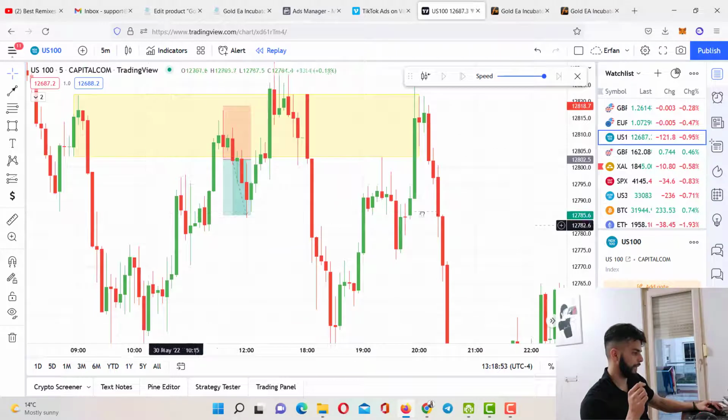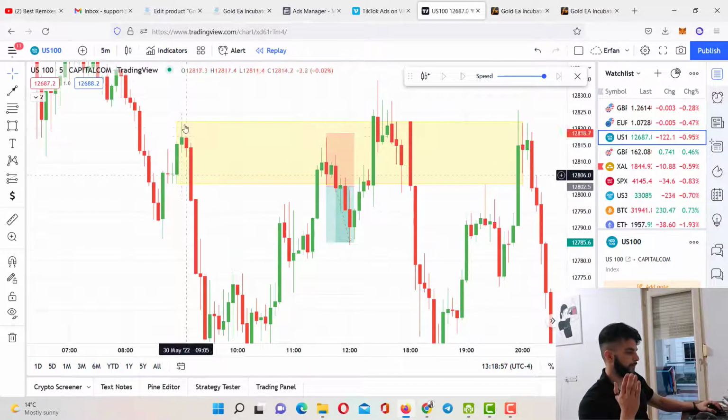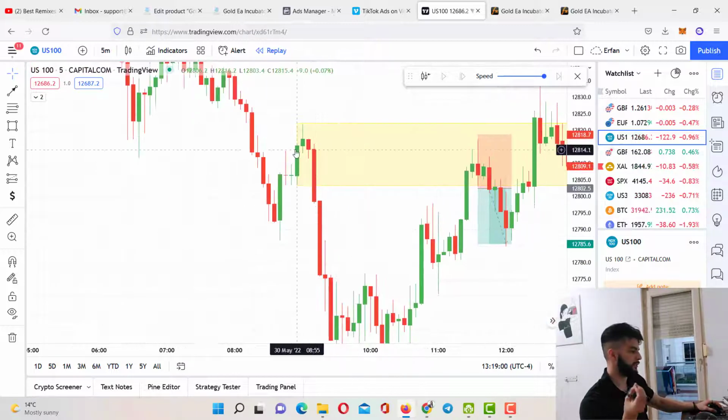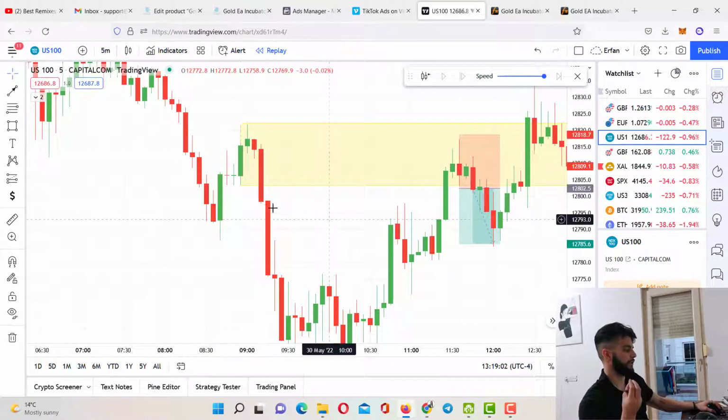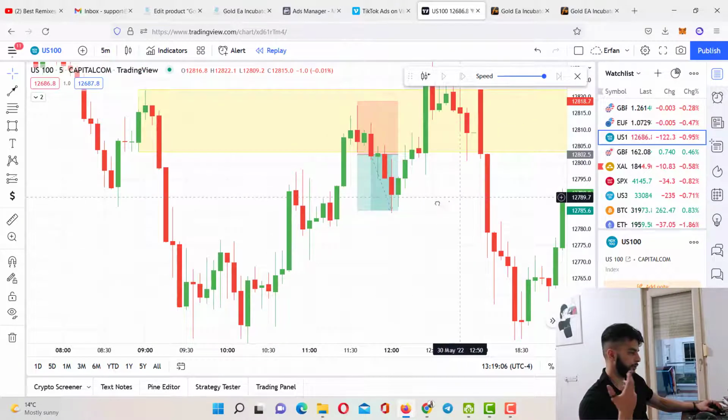This is exactly what happened. I'm not going to do a replay because you know exactly what's going on. This is a high probability supply zone, and the reason is that we take the last 2 bullish candles, and you see that there is a gap between this candle and this zone right here. So that's why it's a high probability supply zone.